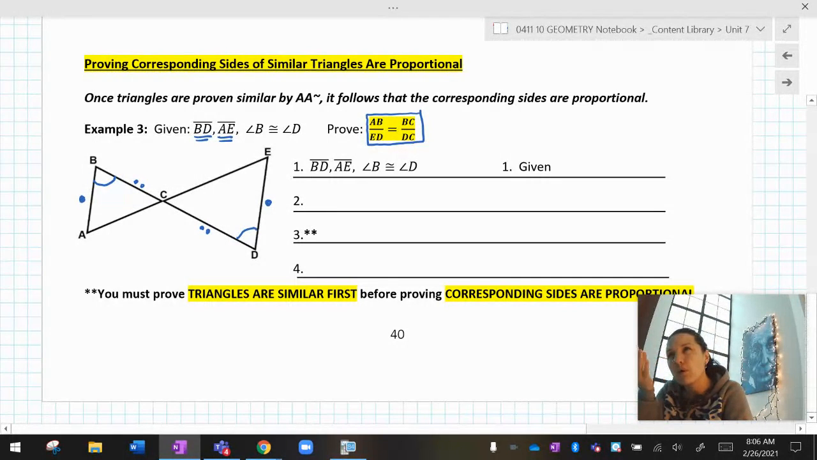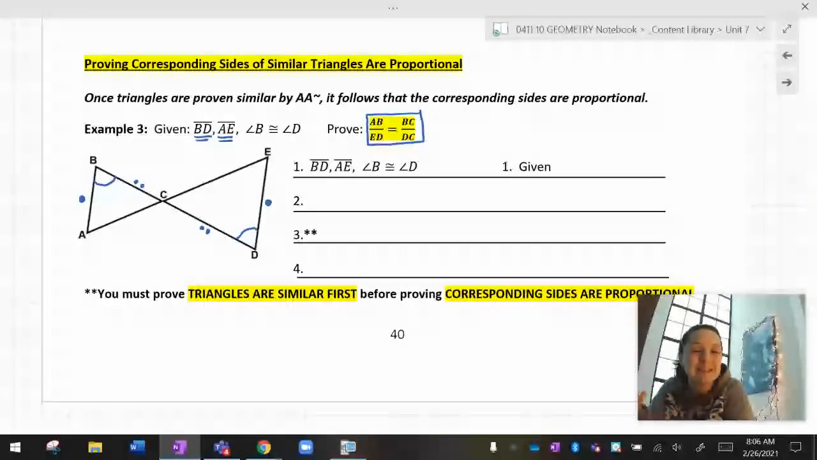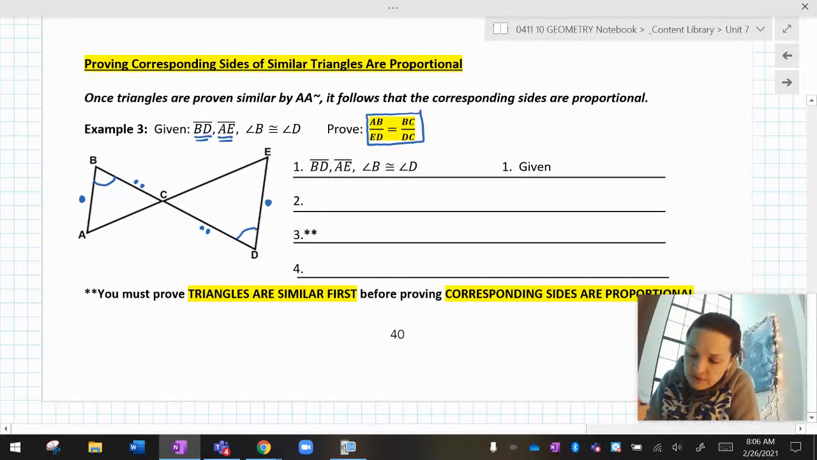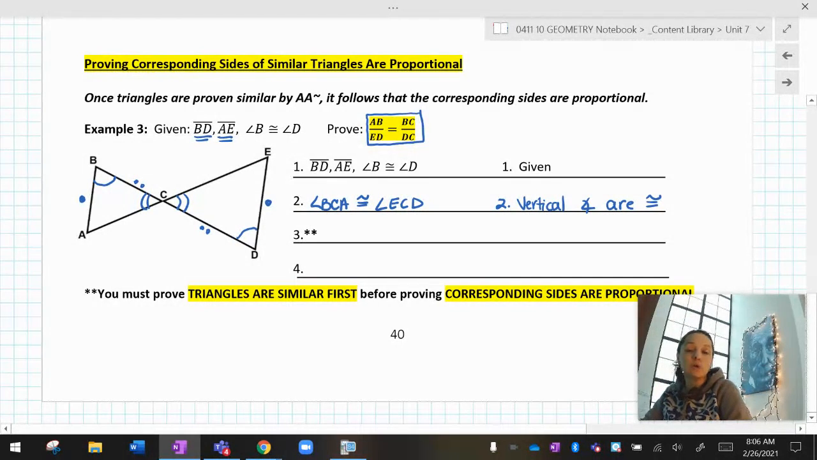And in my head, I'm thinking, well, that proportion would only be true if the triangles were similar. So I need to prove these triangles similar and then state that the proportion is okay. So let me show you how to do that. I'm given all this information. Great. I see a bow tie. So the next thing I'm going to say here is that angle BCA is congruent to angle ECD because vertical angles are congruent. Okay, and I'm going to write vertical out because that's a word a lot of people spell incorrectly. Vertical angles are congruent.